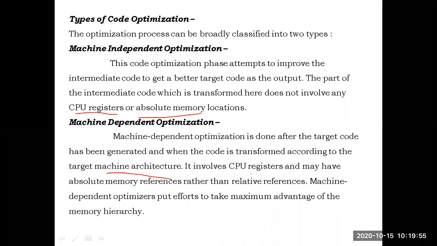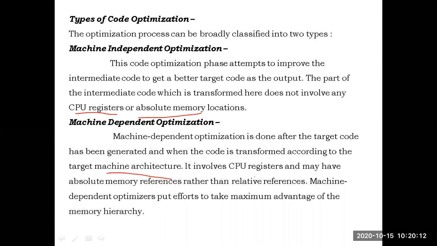It is the target machine code. Since the machine code is already generated, after machine code is generated, we are performing the optimization. So it will consider the machine properties. Whatever the properties of machine, it will consider those things like CPU registers, instruction set, address locations, everything.